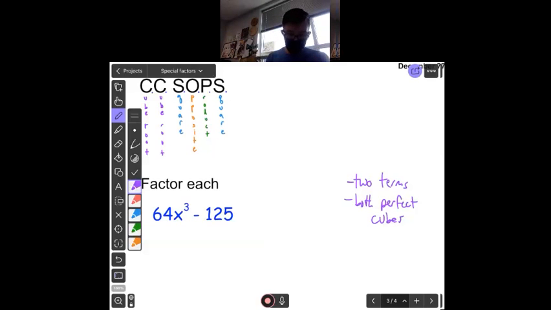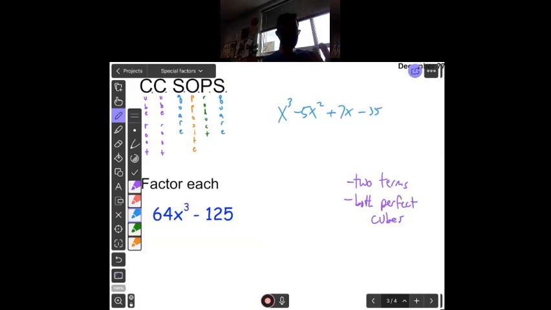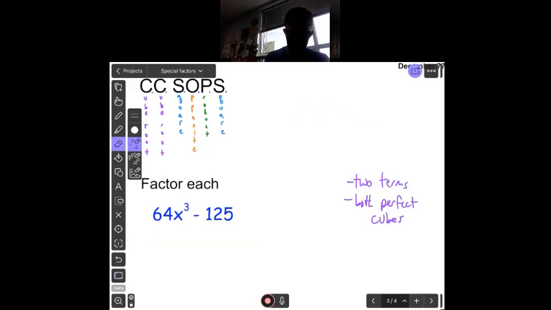Okay, we've worked on cubes before. x cubed minus 5x squared plus 7x minus 35. That's something we would have factored by grouping. So just because it has a cube in it doesn't mean we're doing sums and differences of cubes. We would have factored that by grouping because it has 4 terms. As long as it has 2 terms and both are perfect cubes, we can do this.